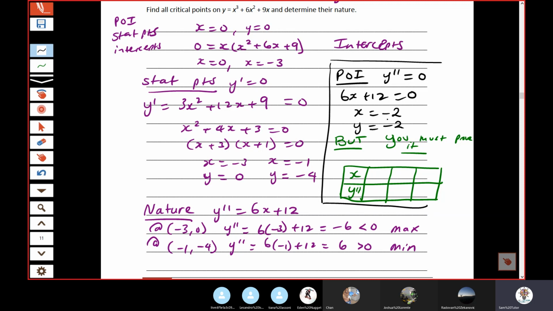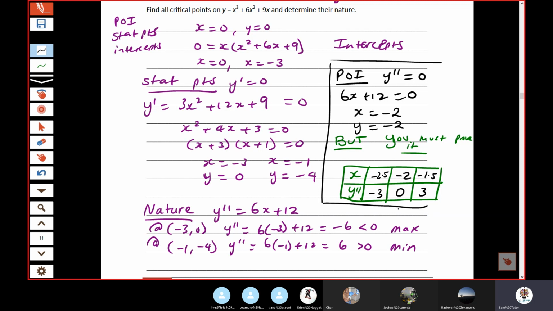All right, so x is -2. Y double dash is what, when x is -2? Always the middle term has to be 0. Choose something before it. Don't choose -3, because that's a stationary point. Don't do that. But we'll go with -2.5 and we'll go with -1.5. Good. So sub it into Y double dash. 6 bracket -2.5 plus 12. Still -3, and I'm going to assume the other one's going to give me a +3.